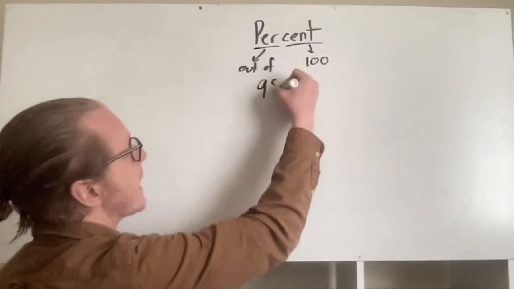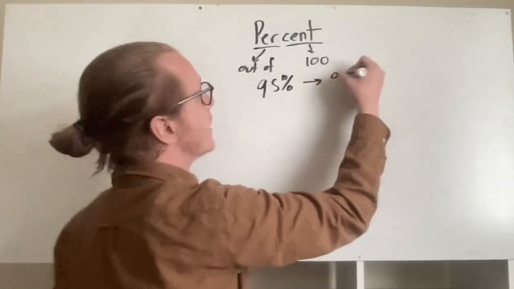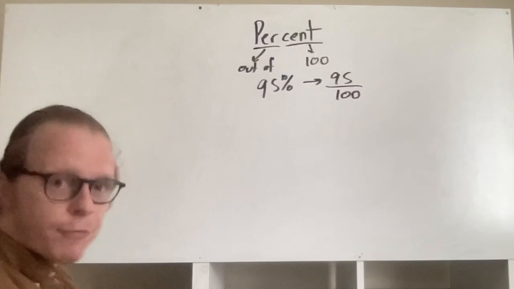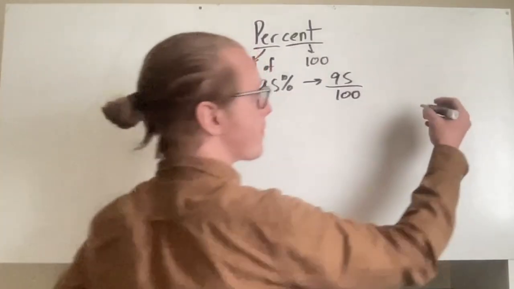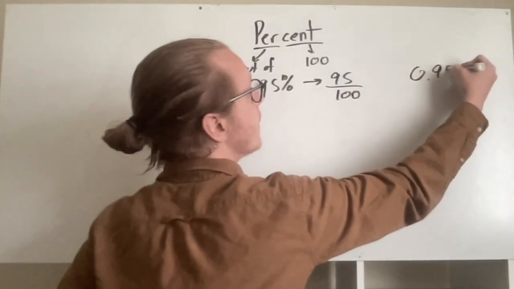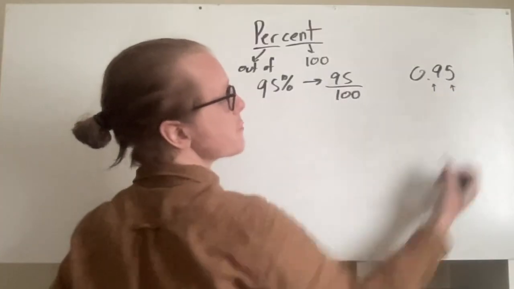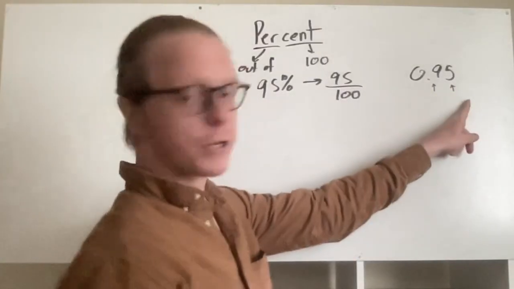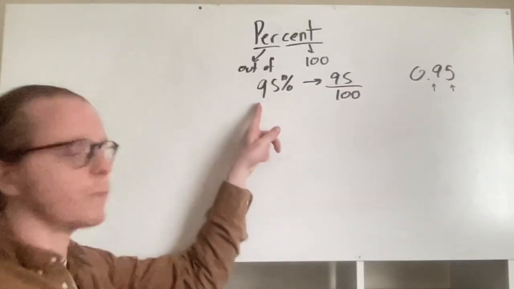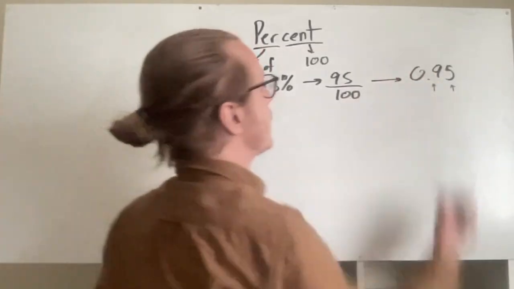So if we have something like 95%, that's 95 out of 100 if I want to write it as a fraction. Or what if I wanted to write it as a decimal? Well, 0.95, because remember, this is the tenths place, this is the hundredths place. So 95 hundredths, 95%, which is 95 out of 100. So all of these are equivalent.